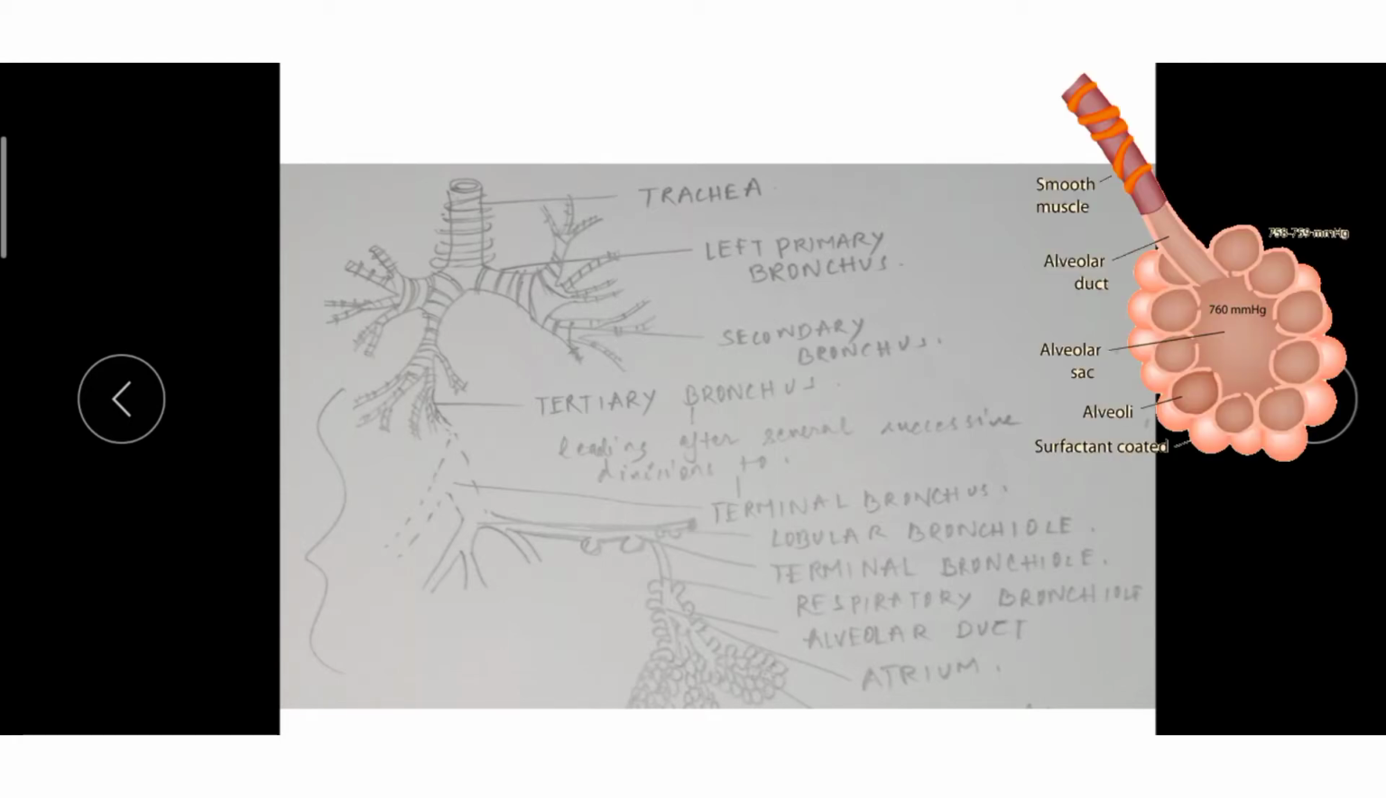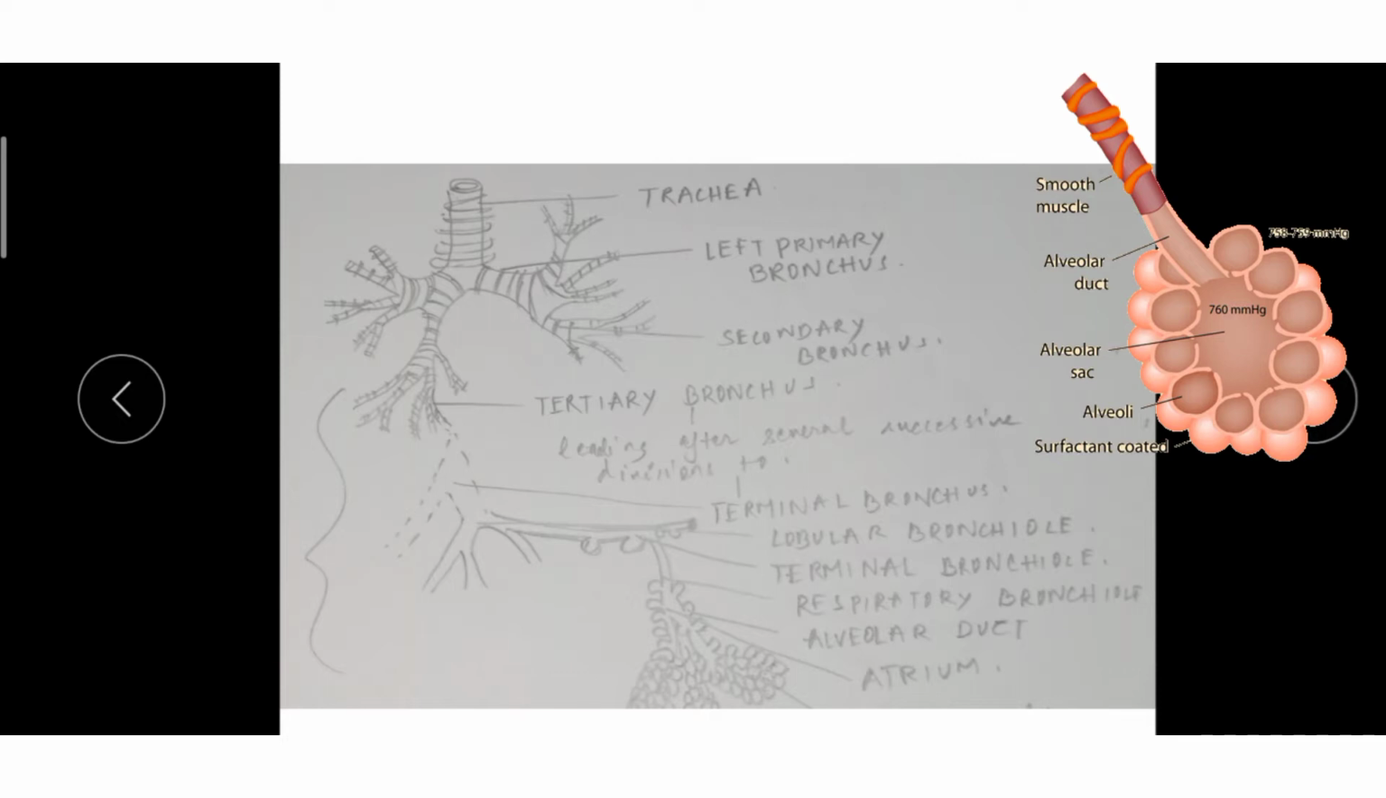After repeated divisions, each smaller bronchiole enters a lung lobule, called a lobular bronchiole. Here you can see after so many divisions, lobular bronchioles are formed and then they further divide and terminal bronchioles are seen. The latter gives rise to terminal bronchioles which further subdivide into respiratory bronchioles.